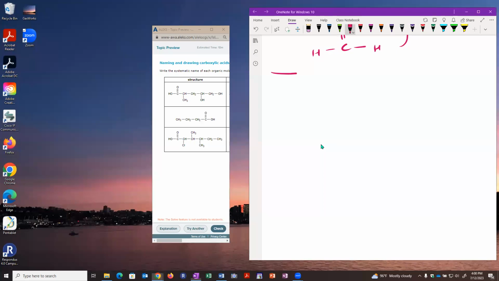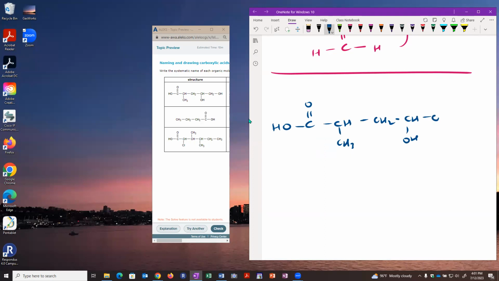All right, now we're going to take a look at drawing and naming, or at least naming carboxylic acids. So we're given here now the structures, and we need to come up with the name. All right, and this is all about what nomenclature is, going back and forth between the structures and the names of things.